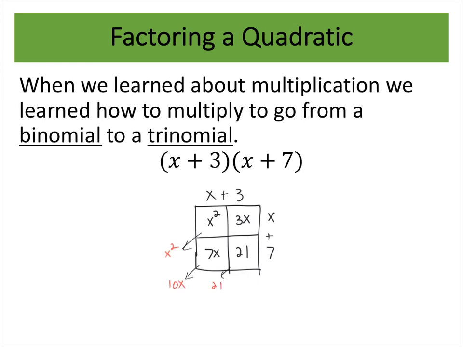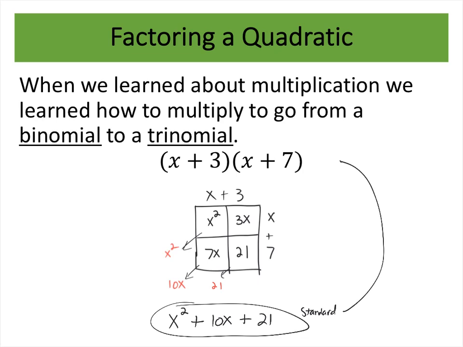So in factored form, we have x plus 3 times x plus 7. And in standard form, we get x squared plus 10x plus 21. And this is standard form. And remember, we are working backwards to find factored form. So this up here must have been factored form. And we'll learn how to go backwards when we're going backwards.